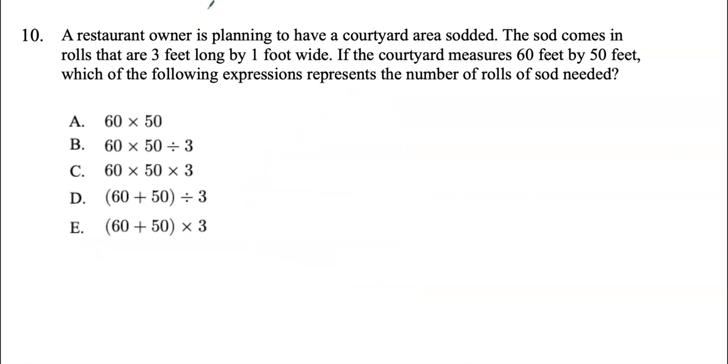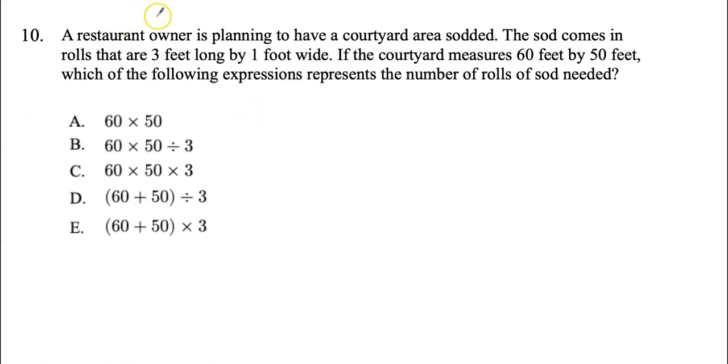Question 10. A restaurant owner is planning to have a courtyard area sodded. The sod comes in rolls that are 3 feet long by 1 foot wide. If the courtyard measures 60 feet by 50 feet, which of the following expressions represents the number of rolls of sod needed? Now, sod, it's just grass, right? I mean, you can just roll it out and water it and you'll have a nice green lawn.